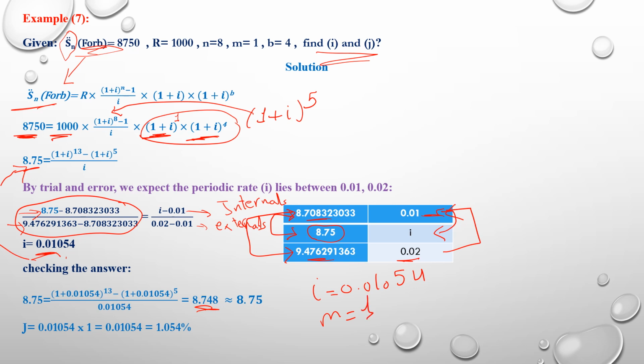So J equals I times M, and this equals 1.054%. This is J.